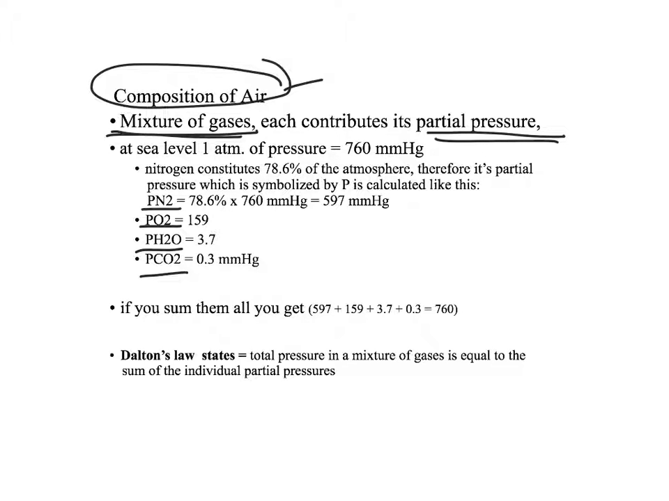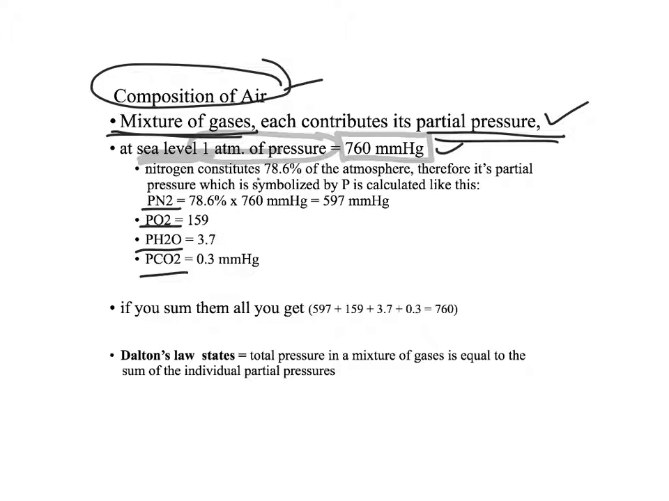Now we mentioned this before, but at sea level, the pressure of the air is 1 atmosphere. And 1 atmosphere equals 760 millimeters of mercury. So we can figure out the partial pressure of each gas based on this 760.